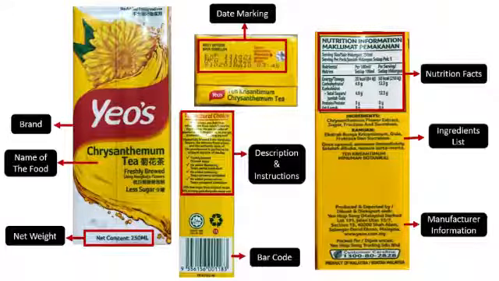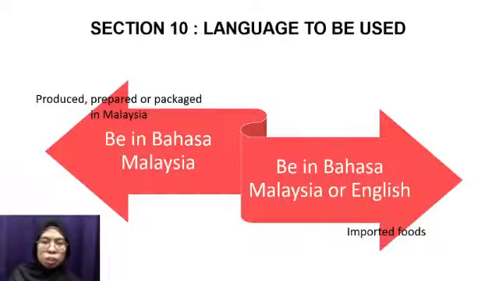So this is an example of labeling packaging. They have a brand, name of the food, content, date marking, description and instruction, barcode, nutrition facts, ingredient list, and manufacturer information. Next, I will explain about section 10, language to be used.